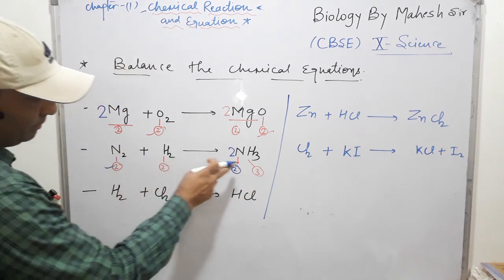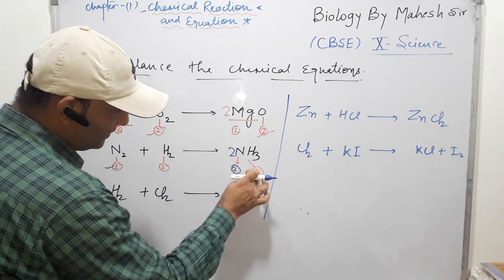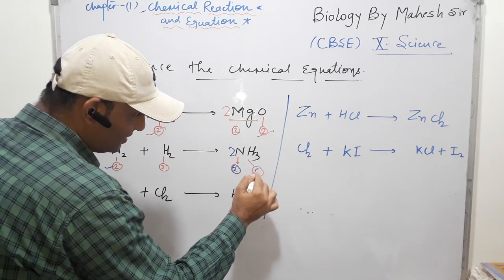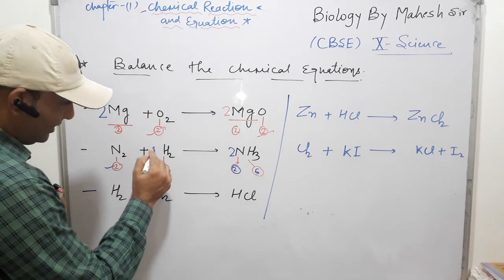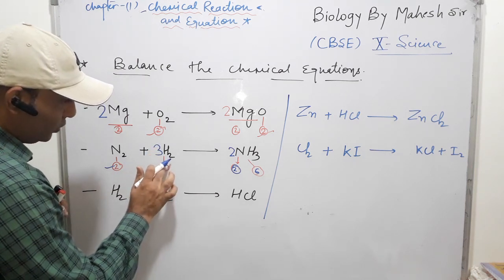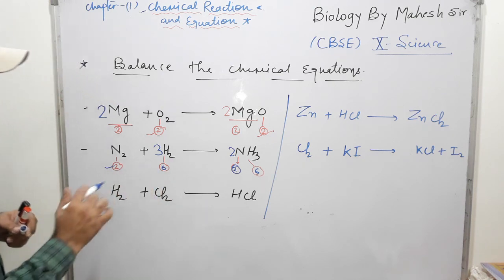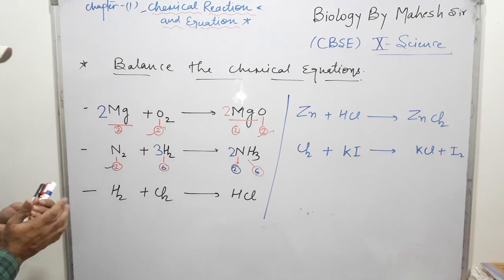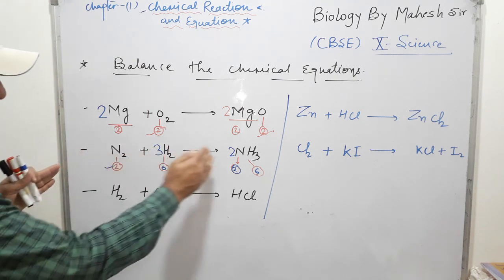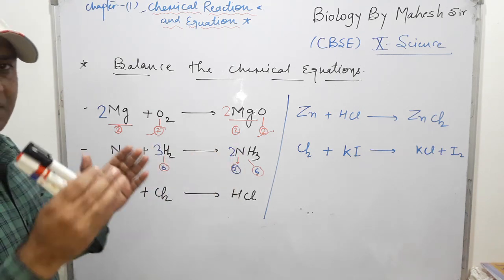Now what happened with the hydrogen? 3 twos are 6. So here there are 6 hydrogen and on the left only 2 hydrogen. So we write 3 in front of H2. So it becomes 6, and now it is balanced. The total number of atoms and the individual atom numbers should be balanced. So it is a balanced chemical equation of nitrogen and hydrogen.